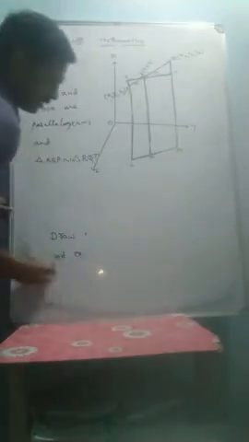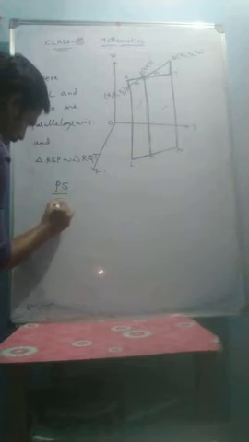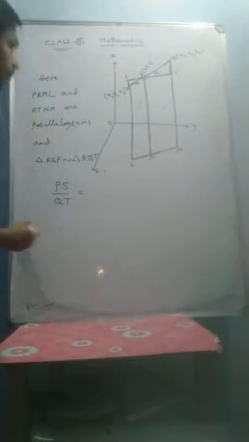Both are similar triangles. We know the similar triangle conditions. If two triangles are similar, then the corresponding sides are proportional. From that rule, we can write PS by QT is equal to PR by RQ.